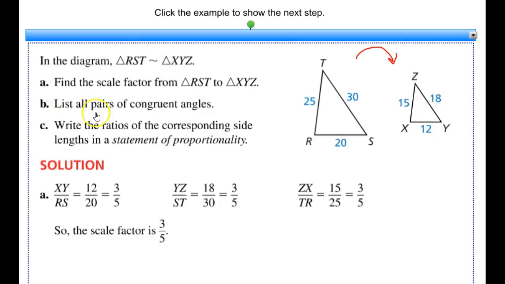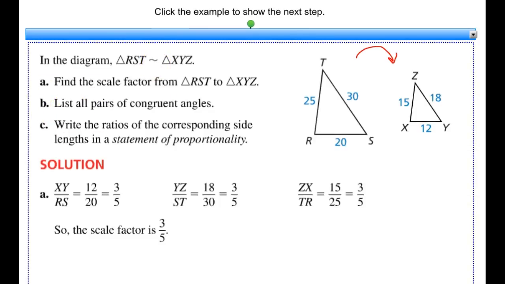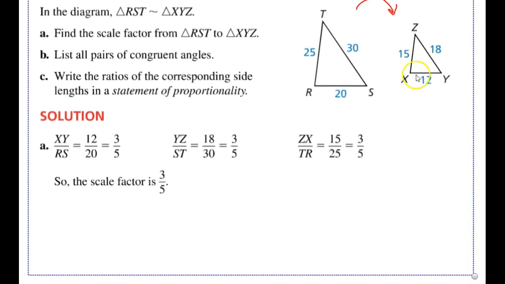Now for part B, I have to list all pairs of congruent angles. I know that angles that are corresponding are congruent. So I know that angle R is congruent to angle X, and T is congruent to Z, and S is congruent to Y. This is also why it's very helpful to draw your triangles how they're written. If I start with RST, I start at the bottom and I go across, I want to start that way with the X. They're labeled the same and so they're in the right order.